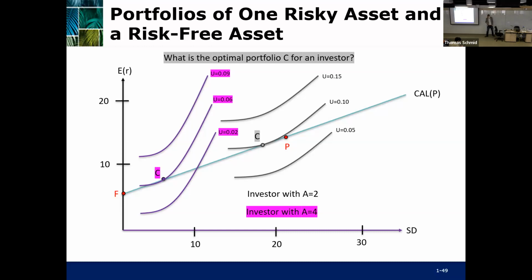Okay? Every investor will have her own optimal complete portfolio C, a unique combination of F and P. Is that clear? Good.